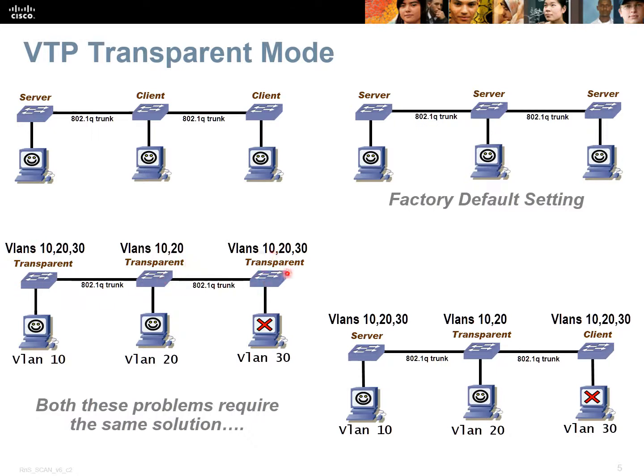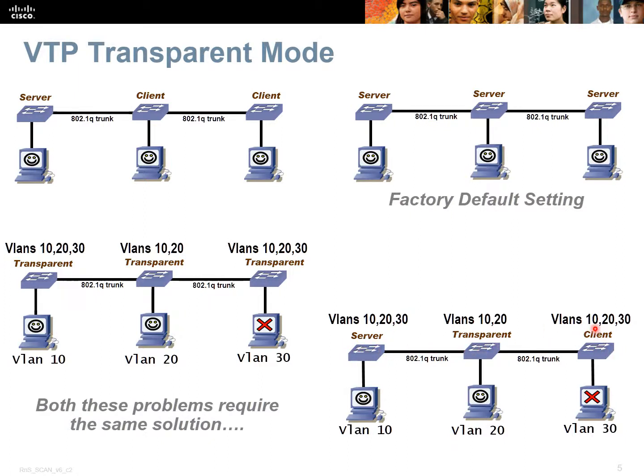But here we've got some problems. We've got three transparent switches. These three switches have all been configured manually with the VLANs: 10-20-30, 10-20, 10-20-30. But this poor guy over here, he's not getting any love. Here we've got a server, a transparent, and a client. So he's got 10, 20, 30.